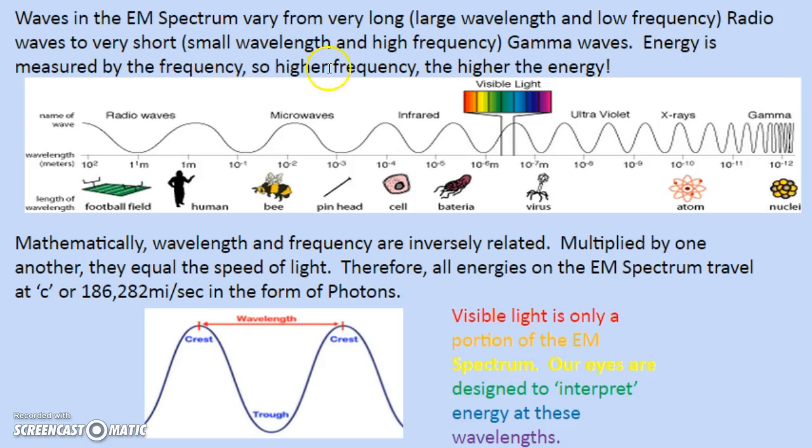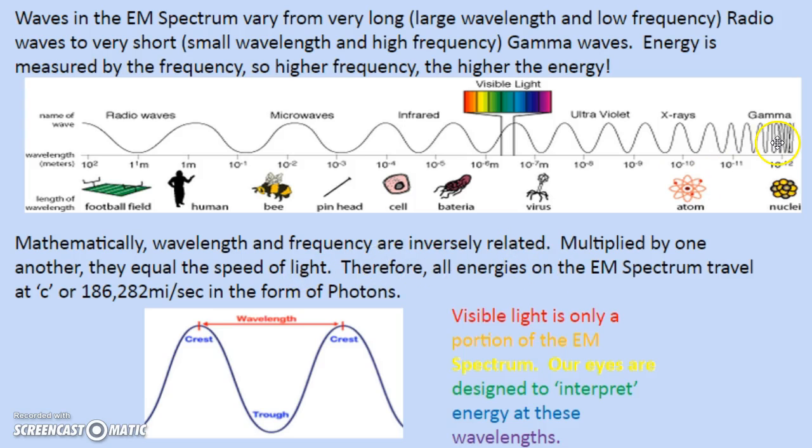Energy is measured by frequency. So the higher the frequency, the higher the energy. Mathematically, wavelength and frequency are inversely related. When you multiply them by one another, they equal the speed of light. And technically, we could say the speed of light in a vacuum, or in the vacuum of space.